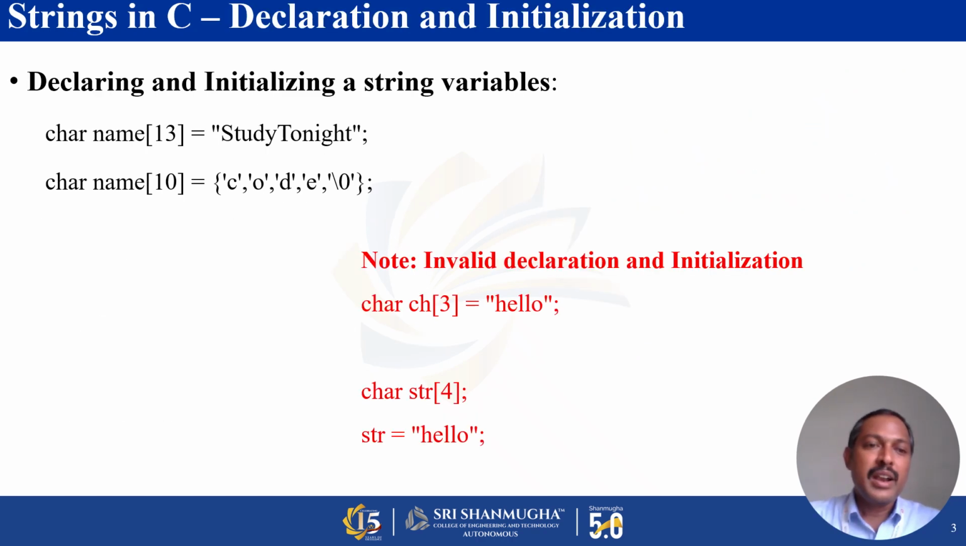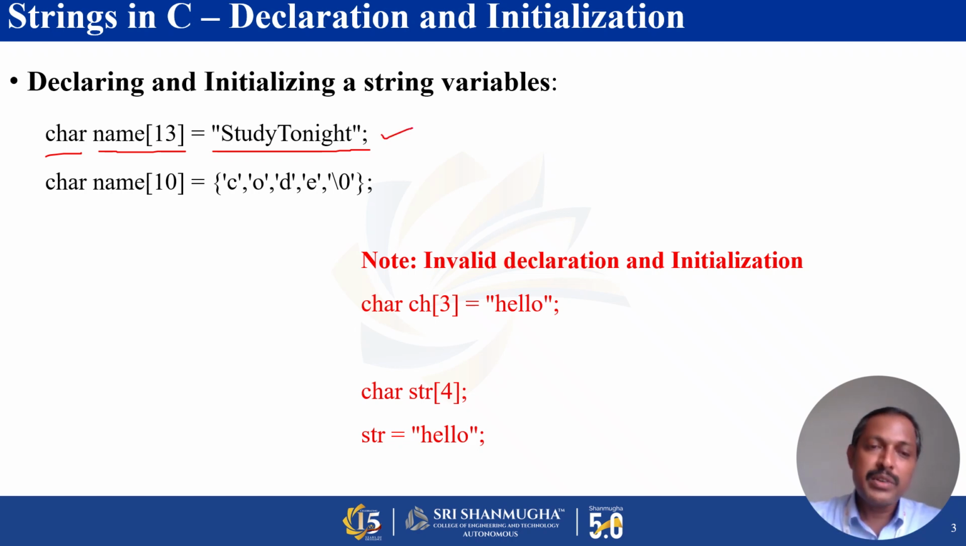Next, declaring and initializing string variables. Once a string is created, it needs to be used to store some values. How can we store values? We can store values in different ways. This is the first method: the data type char, then the name of the string variable, followed by the string value, which should be in double quotes. In C programming, strings are denoted in double quotes. If it is a character, it uses single quotes. So this is one method.